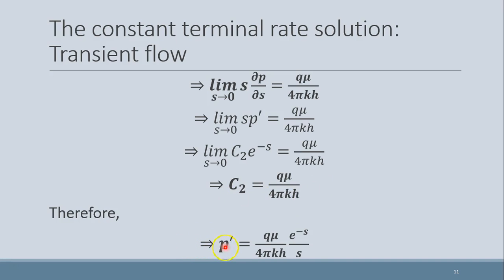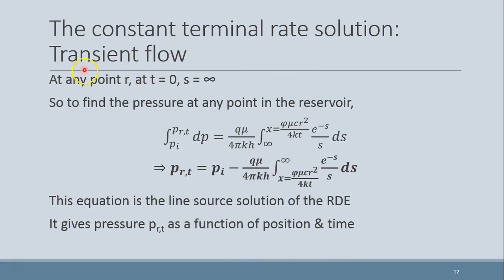So now the equation becomes p dash is equal to qb by 4 pi kh e to the power minus s by s. Okay, so at any point r, at t equal to 0, s is equal to infinity. So to find the pressure at any point in the reservoir, we have to integrate the previous equation from pi to p(r,t). del p is equal to q mu by 4 pi kh integral from infinity to x, where x is equal to phi mu ct r square by 4kt. Okay, so at t equal to 0, s would be infinity. So we have to integrate from t equal to 0 to a certain time.